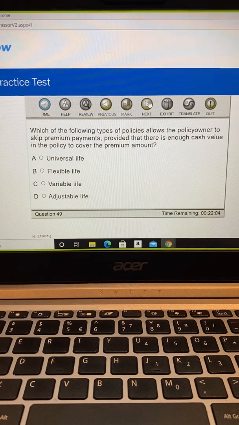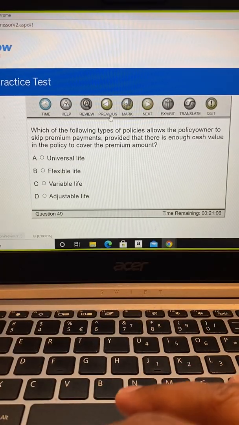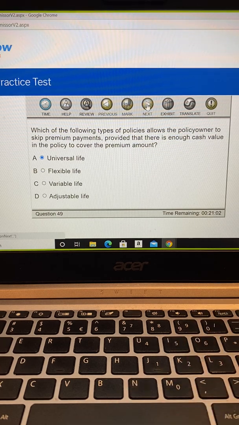Which of the following types of policies allow the policy owner to skip premium payments, provided that there is enough cash value in the policy to cover premium amounts? Uh-oh. Okay. I mean, all these have cash value with them, right? I'm just gonna go with universal life because we said earlier that it was flexible. Exactly, you would be right. Next.